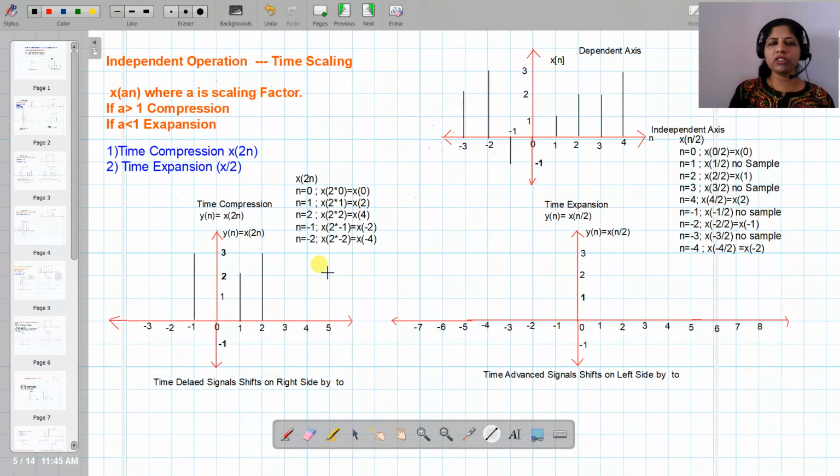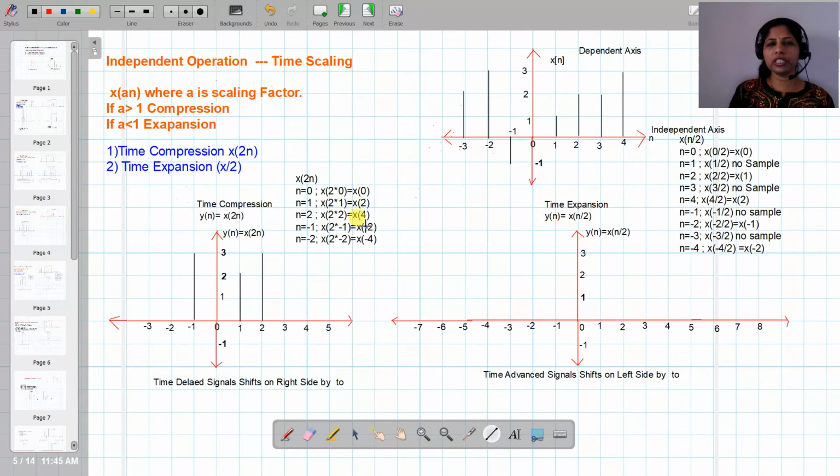But after the compression operation, how many samples are we getting? From minus 1 to 2. So only a total of 4 samples we are getting. On 0 there is no sample, but we have to consider this 0th position also. So how do we perform the compression operation? By substituting x of 2n. The scaling factor is equal to 2, which is greater than 1. So the original signal gets compressed from minus 3 to 4, to minus 1 to 2.